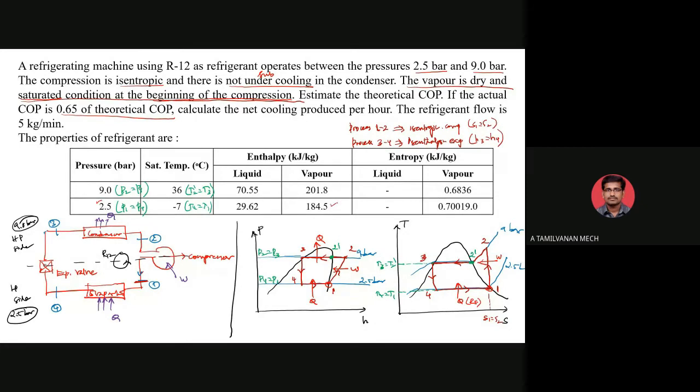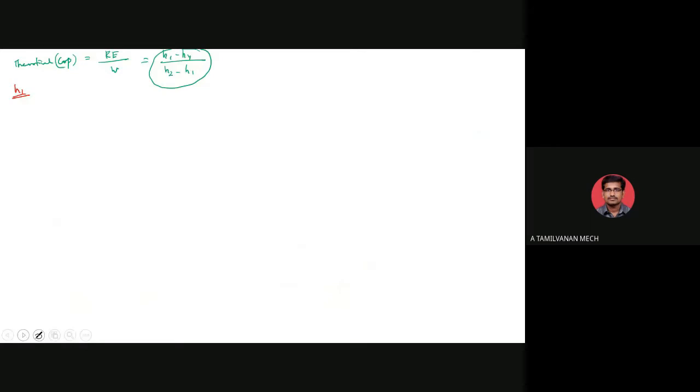So what is the value here? We can write H1 equal to Hg at the pressure of 2.5 bar. So you can note that H1 is equal to 184.5 kilojoule per kilogram. Okay. Then next you are going to find H2.